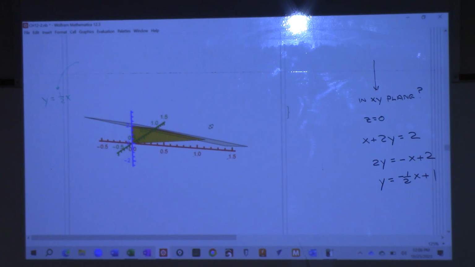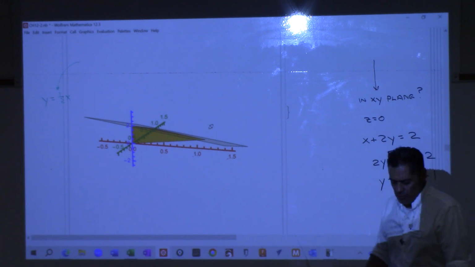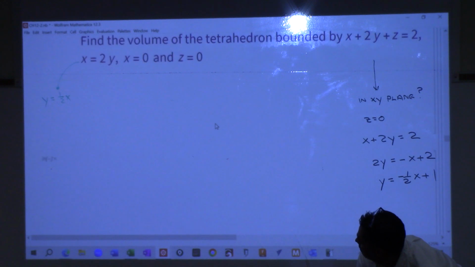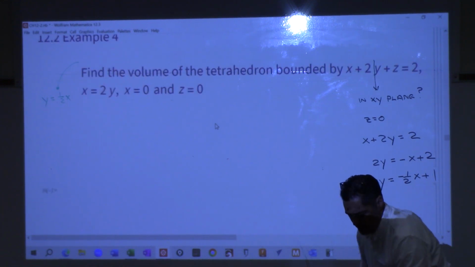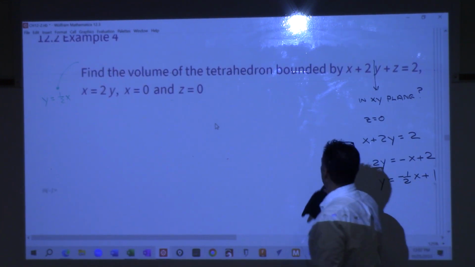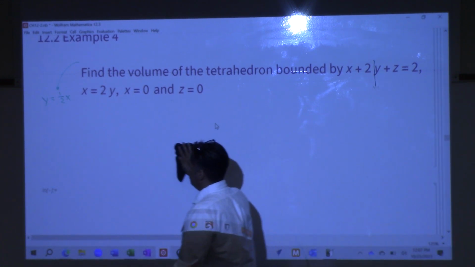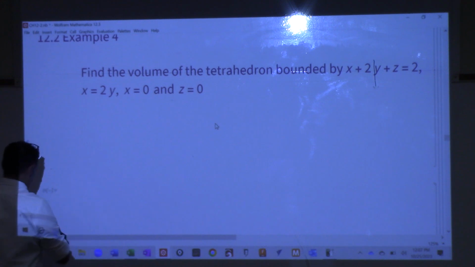So what's your f of x, y? What's your actual function you're coming down from? How do you get that here? Or maybe we should not do that yet. Maybe we should do this. Let's talk about the domain.